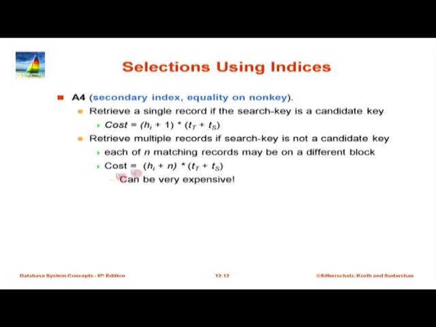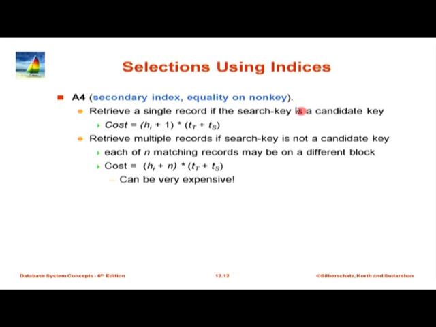But equality on non-key is a more general case. And here we have, let's say, n matching records. The problem is each of these n matching records may be on a different block. So I'm going to have n separate IO operations for each of those matching records. Each operation is on a different block. Let's assume that the relation is a large relation and these are random IOs.